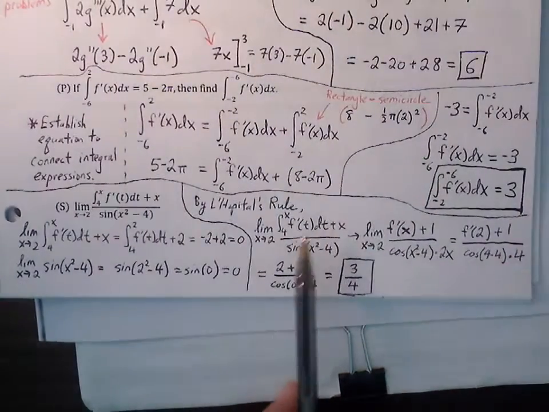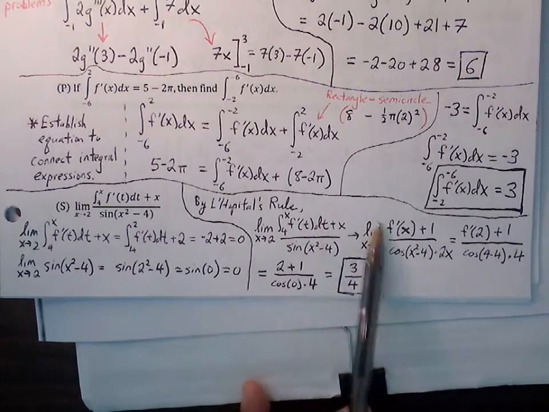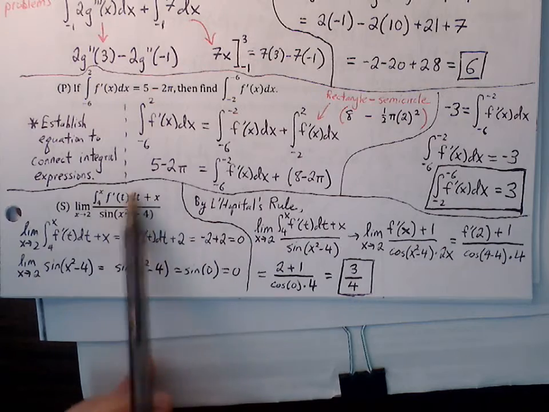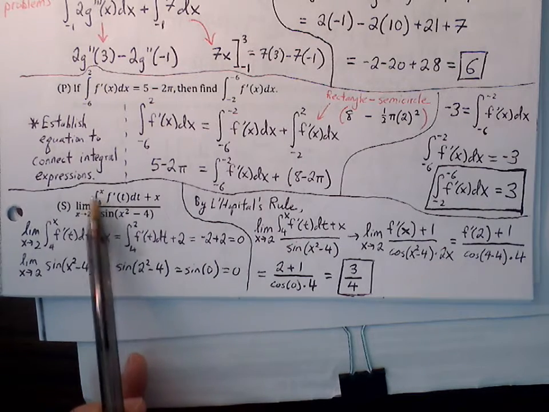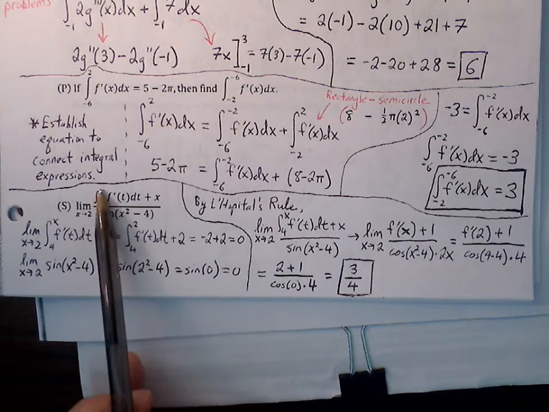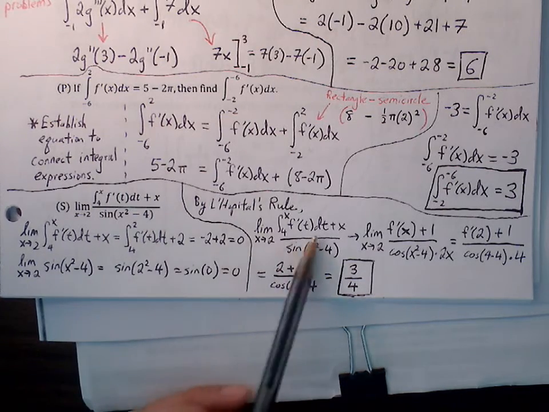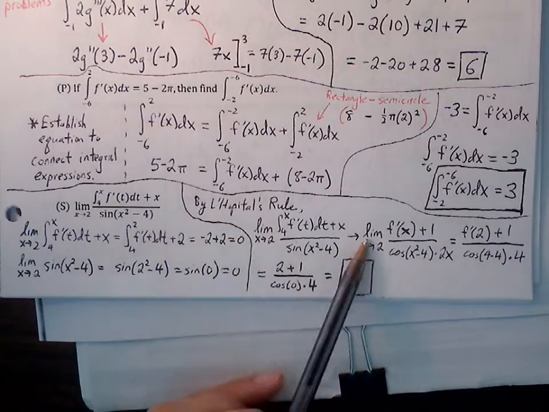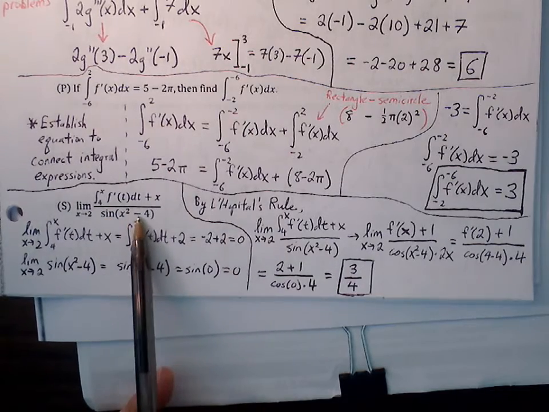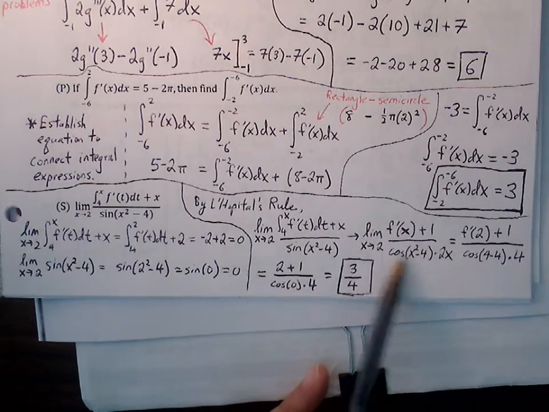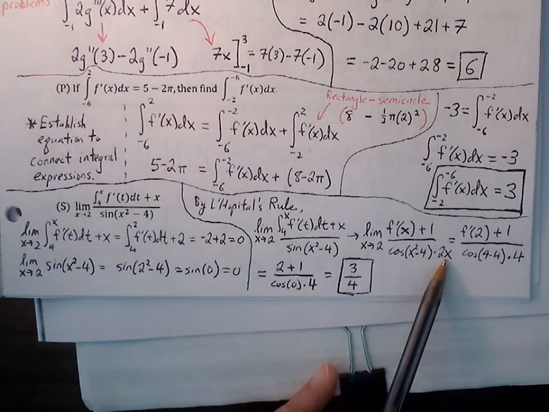So L'Hopital's rule, we take the expression, we force it through the derivative process. So the derivative of this expression is going to turn itself just into, derivative and integral will cancel each other out. This will turn into f prime of x. X becomes 1, and then sine becomes cosine of u times u prime. So cosine of x squared minus 4 times 2x.